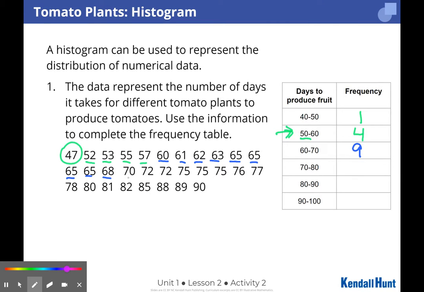From 70 to 80, I have 1, 2, 3, 4, 5, 6, 7, 8, 9. From 80 to 90, let me change colors here. 1, 2, 3, 4, 5, 6. Oh, that's a bad 6. Let's fix that. And the last one, I just have 190, so 1. So my table's filled in, and all we had to do was count how many values fit into each category.